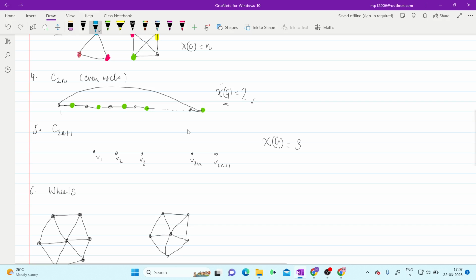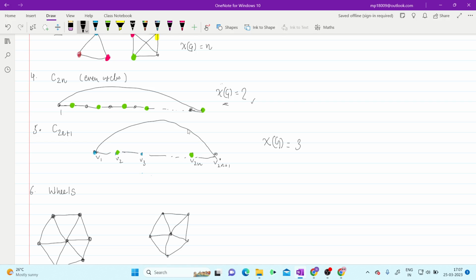Yes, we cannot do it alternatively. If we color all the odd vertices blue and the even vertices green, we do this till 2n. This is a cycle, a graph like this.